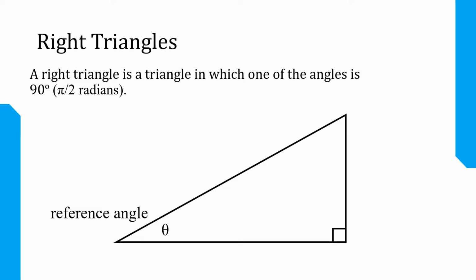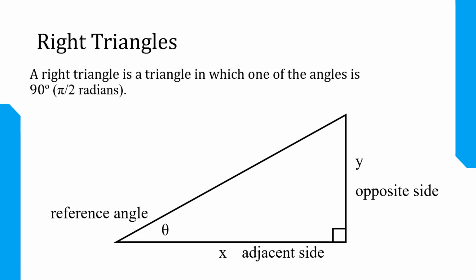So a reference angle, which would not be the 90-degree angle, is considered theta. There are x and y variables on those sides. X is always going to be considered the adjacent side to the reference angle, and y will always be the opposite side from the reference angle theta.